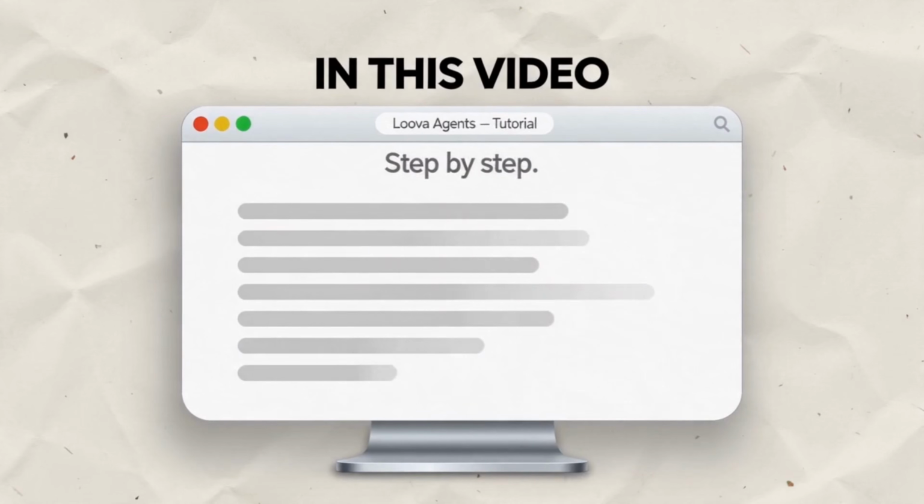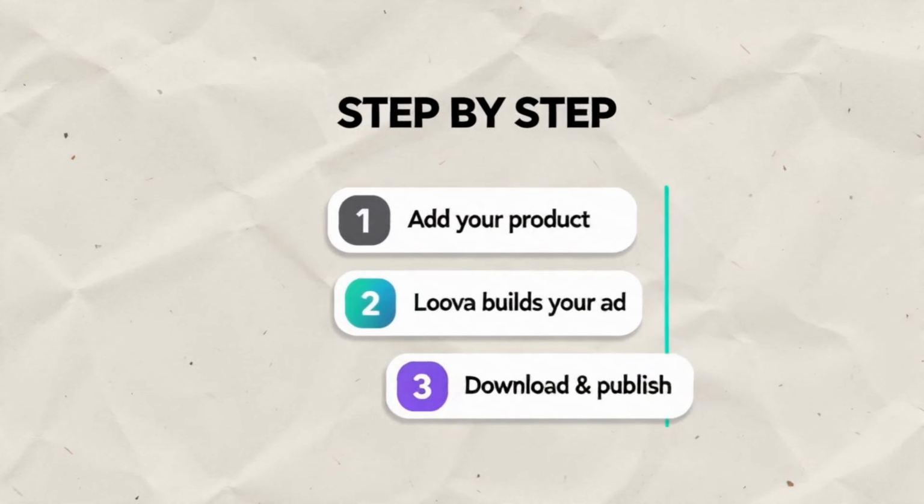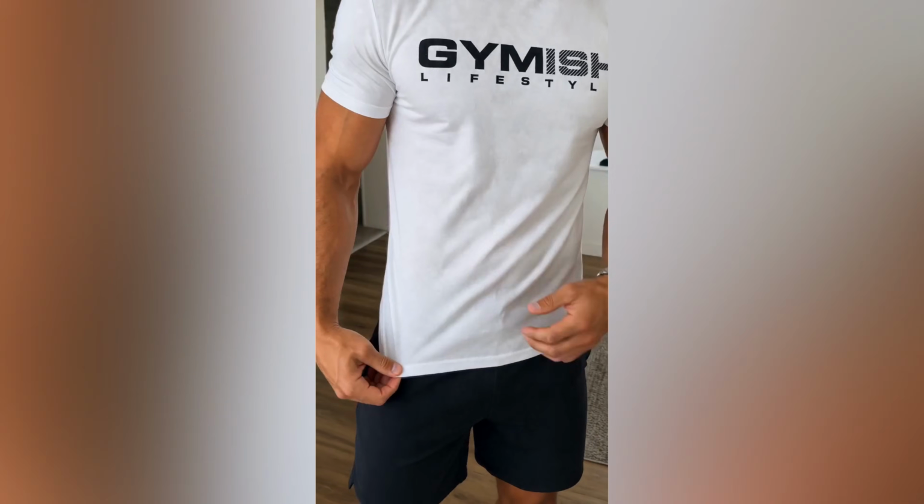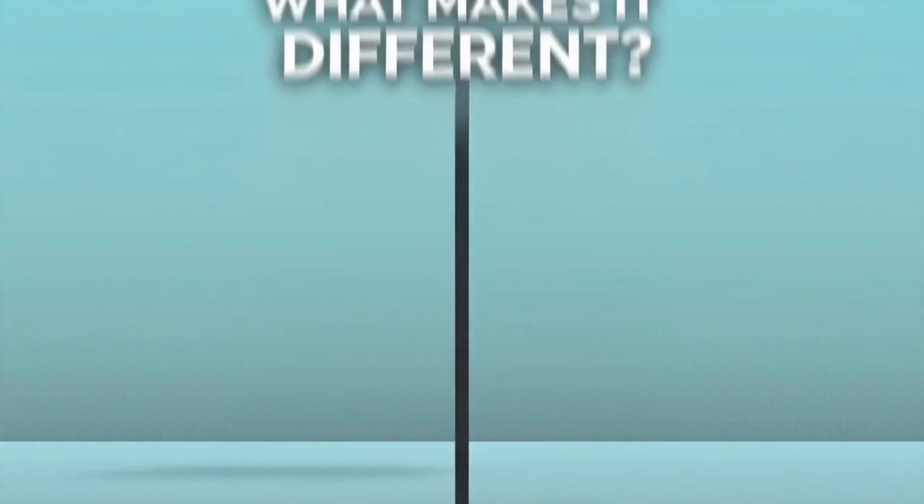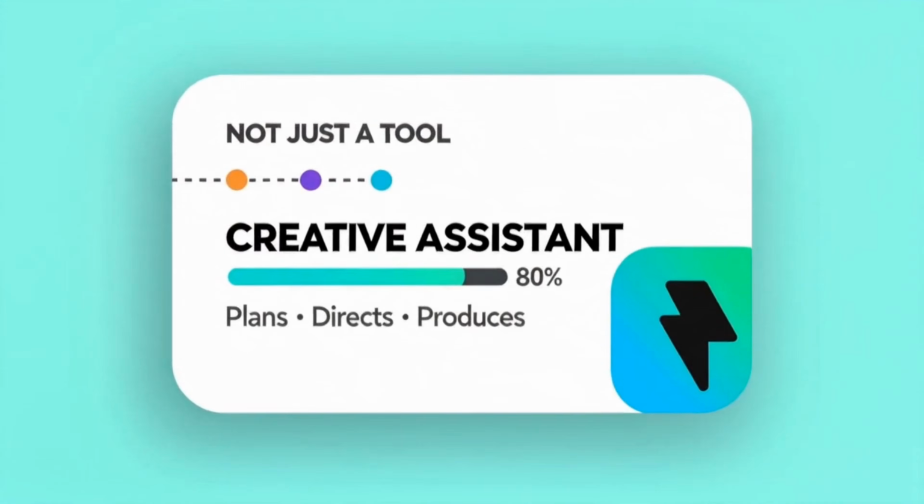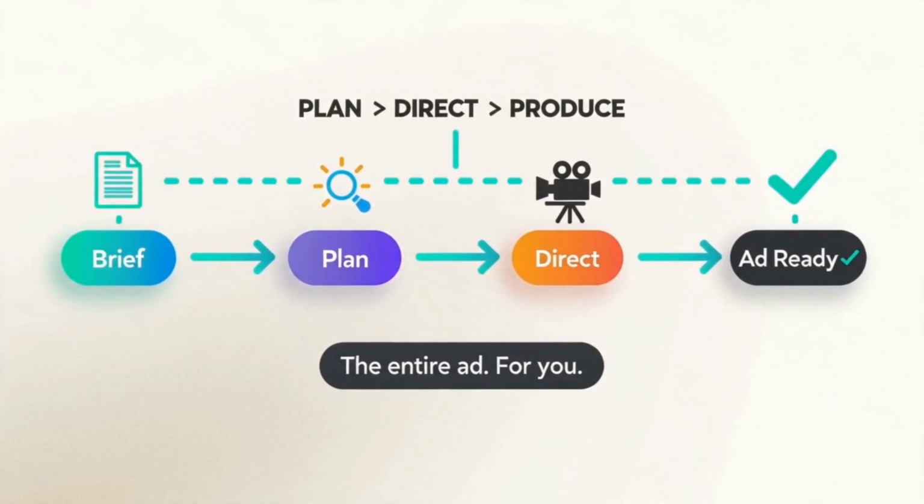So in this video, I'll show you exactly how to create these AI UGC TikTok ads step by step using Loova Agents, and you'll see how a simple product idea turns into a finished commercial quality ad. And honestly, what makes it different from most AI tools is that it doesn't just generate videos. It acts more like a creative assistant that helps plan, direct, and produce the entire ad for you.